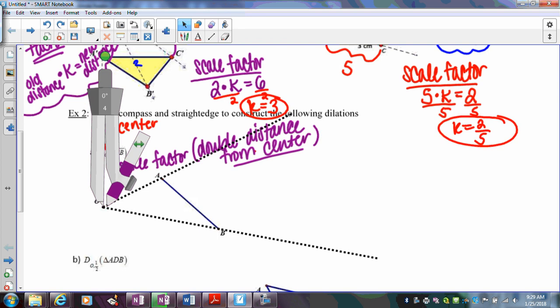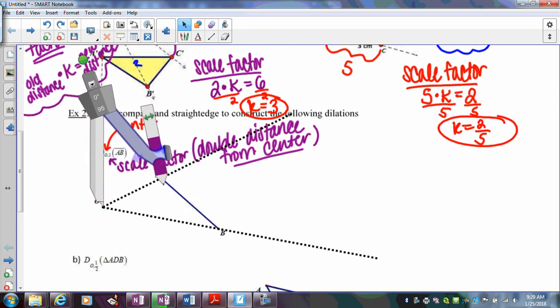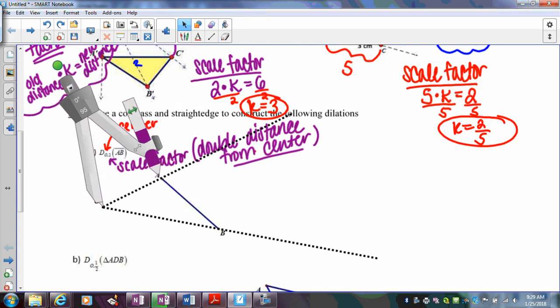So now what I need to do is I need to start at the center and I need to measure that distance from the center to A. I need to measure that old distance. So I'm going to go ahead, I'm measuring the old distance.